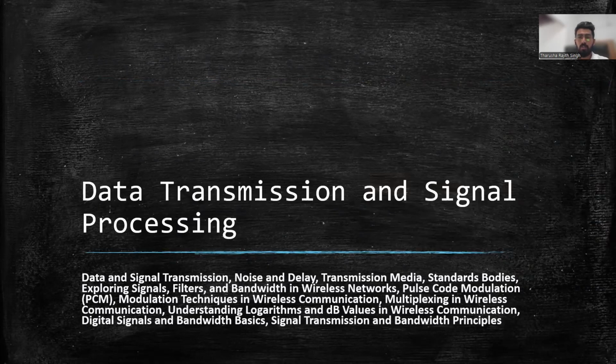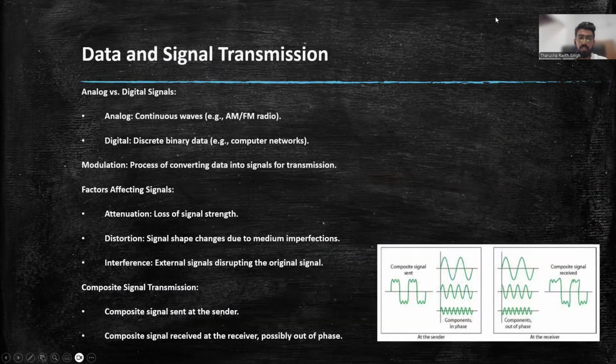Okay, now we'll move on to the next chapter, which is data transmission and signal processing. The first topic is data and signal transmission. Let's now explore data and signal transmission, a fundamental concept in wireless communication. Data is transmitted using signals, which can be either analog or digital.